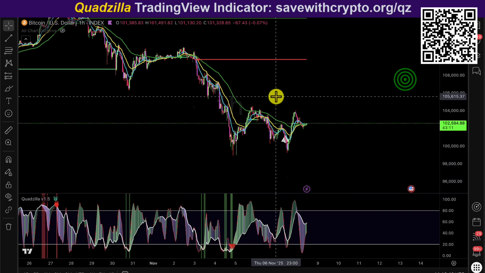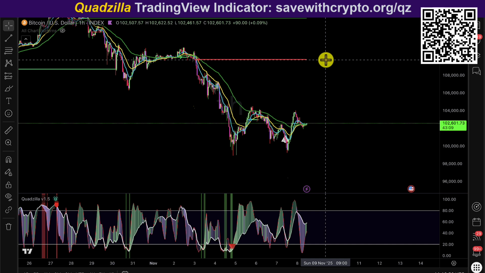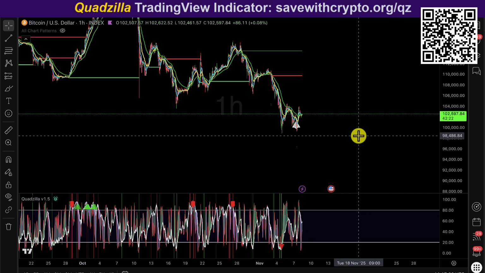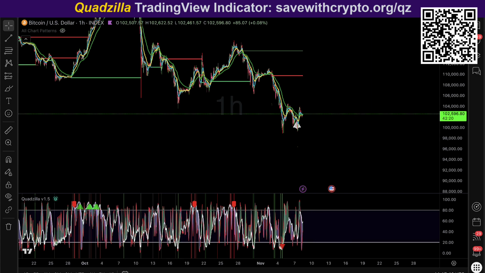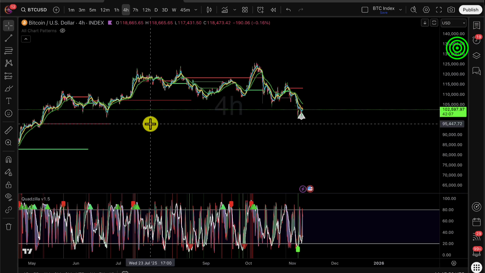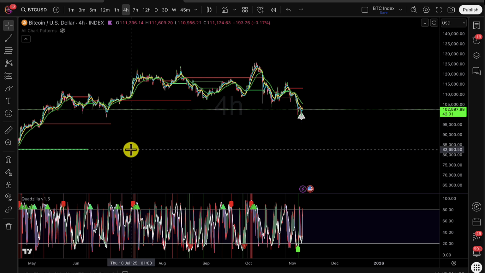Now if we zoom out quite a bit, you can see here there's this retracement line right up at 109.753. Now below us on the 1-hour time frame, there's not much below us. Obviously if you look on a higher one, for example like the 4-hour, you will see levels like this one here at 95.4k, and this one here at 82.6k.